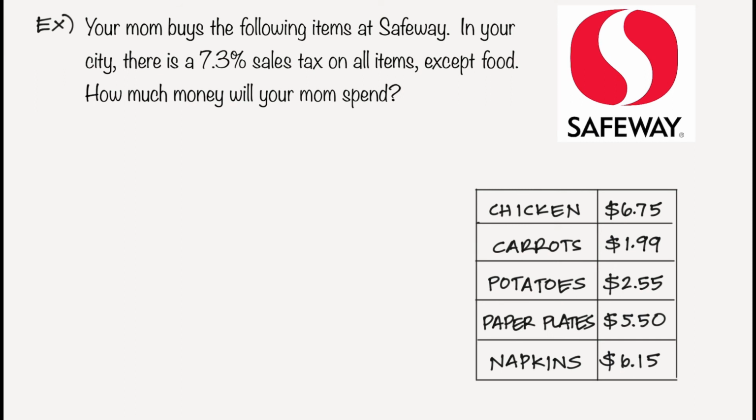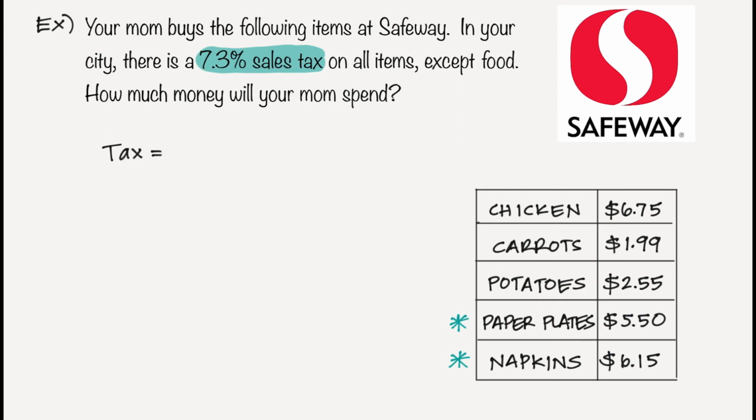This example here says your mom buys the following items at Safeway. In your city, there is a 7.3% sales tax on all items except food. That's a pretty interesting fact. How much money will your mom spend? So since it's a 7.3% sales tax on items that are not food, let's pick those items out. So for instance, that's going to be talking about the paper plates and the napkins. So those are the only items that I would have to calculate tax on.